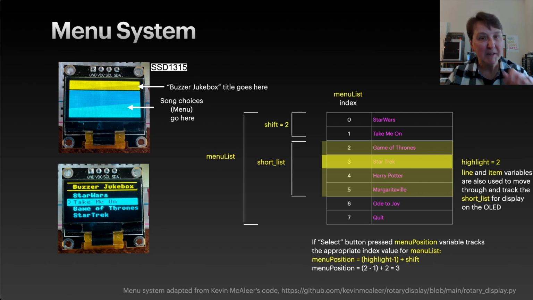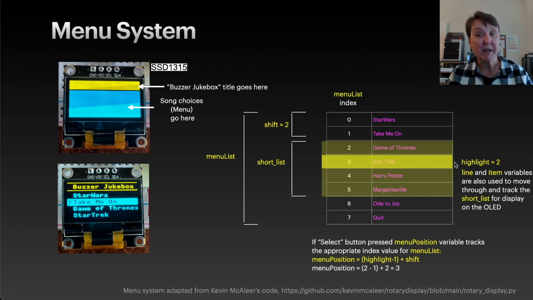And I actually did some things on paper until I was sure I understood how this system was working and how to modify it to do what I wanted to do in this project. In Kevin's system, he has a window that's showing on the screen at the time, and he calls that the short list. And then we have the menu list here, which is the list of all the items in the menu system.